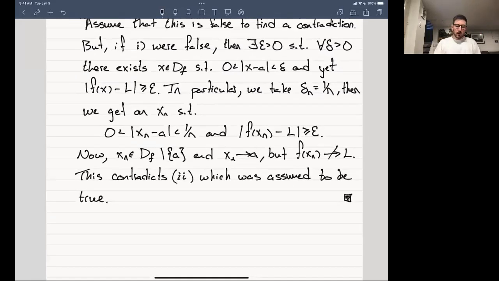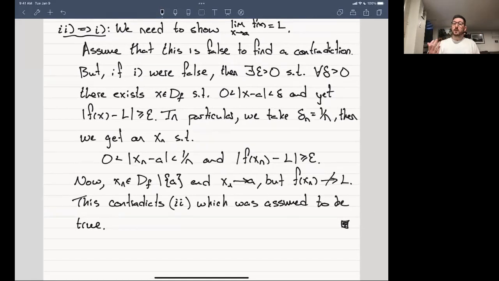So again, what did we do here? We said, assume that the sequential criterion for limits is true. Then we're going to show that the epsilon delta definition is true. What we did is we said, imagine the epsilon delta condition is false. Then I can find a sequence that's converging to a, but f of xn is not converging to L. But of course, this contradicts the sequential definition, right? I found a sequence that satisfies the hypotheses of the sequential definition, but yet f of xn is not converging to L. That's where the logical inconsistency comes from.